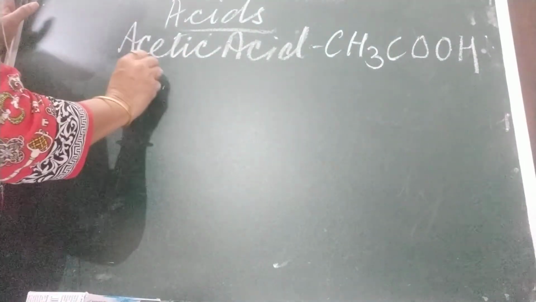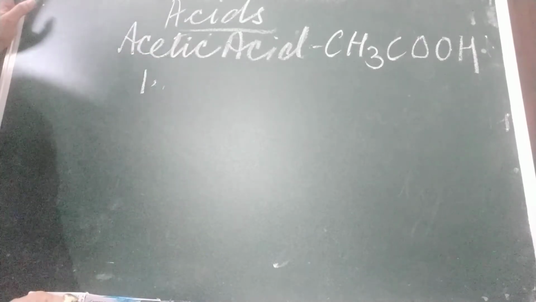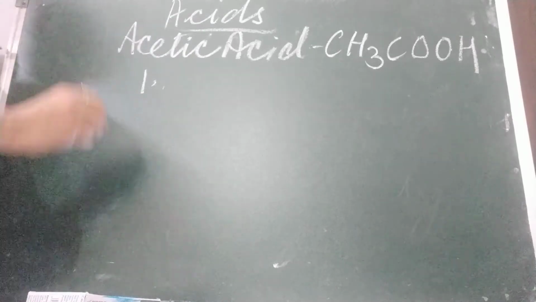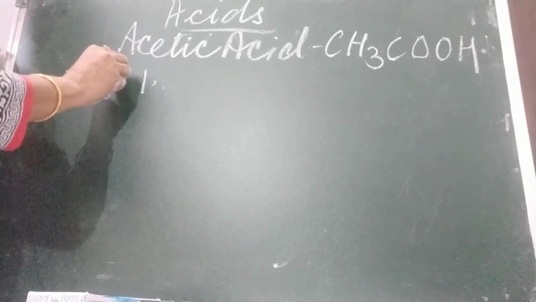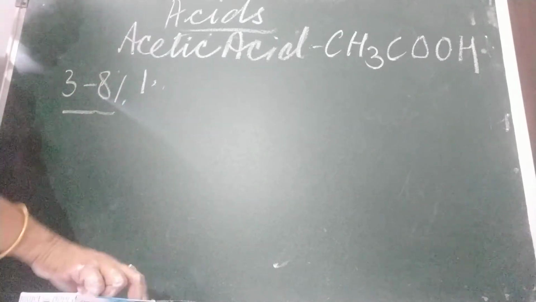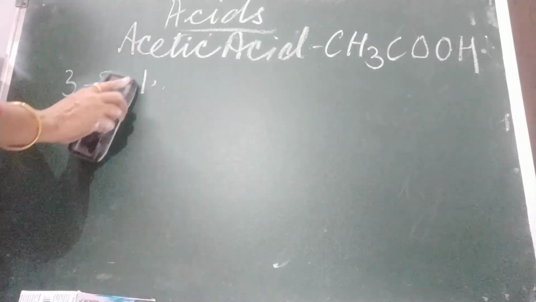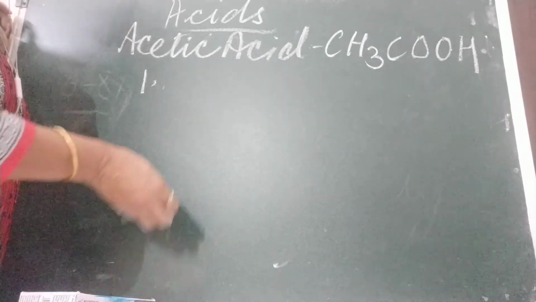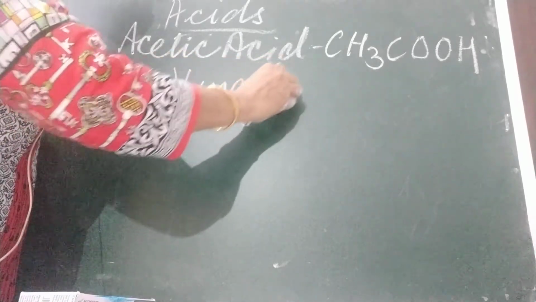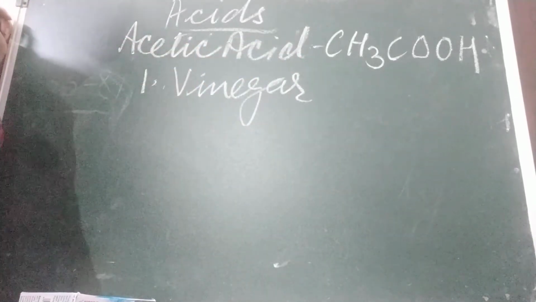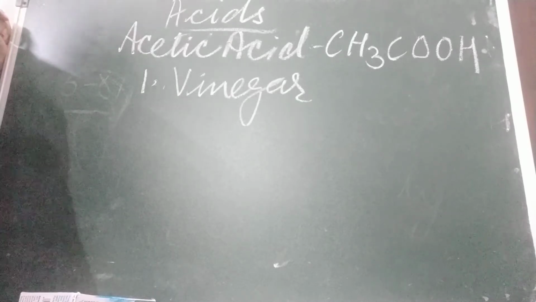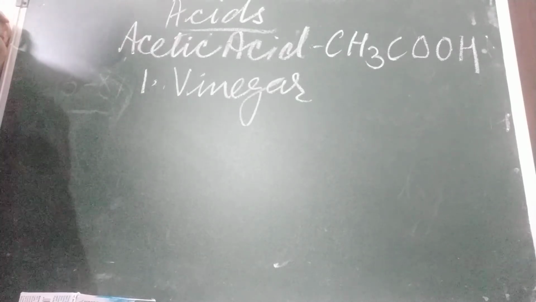Acetic acid is the main ingredient of vinegar. Children, I told you, on a bottle of vinegar, when you see a percentage of 3 to 8% written, it means in 100 ml, 3 to 8 ml is acetic acid. So acetic acid is the main ingredient of vinegar. Synthetic vinegar we make like this, and the original vinegar which we make from fruits, this acetic acid is also there.